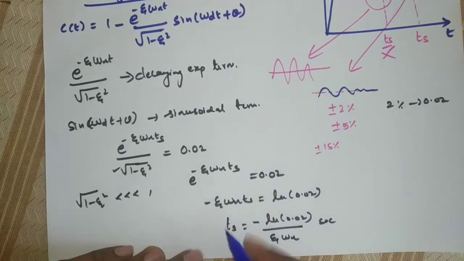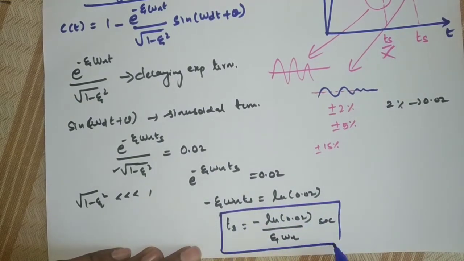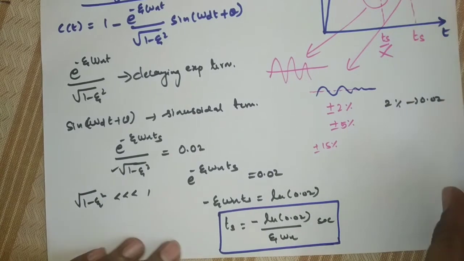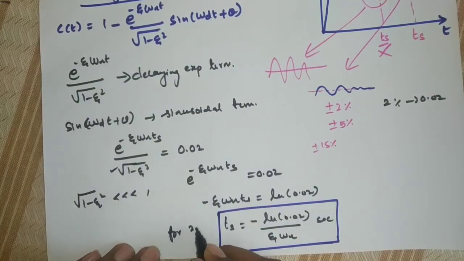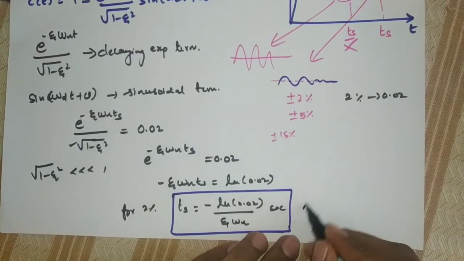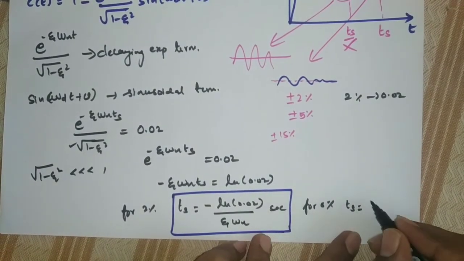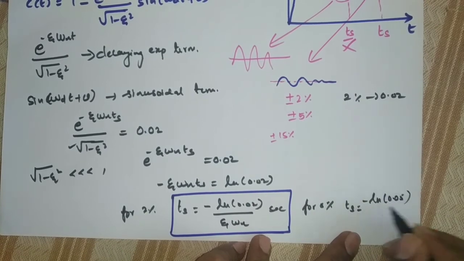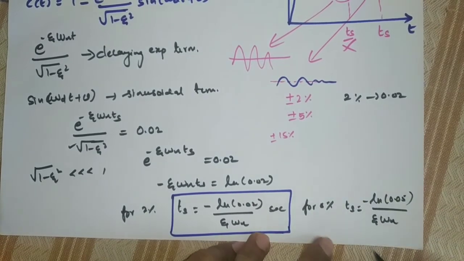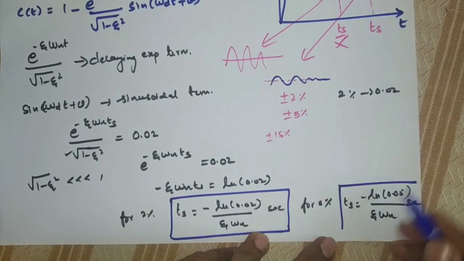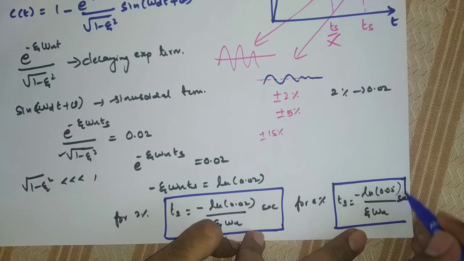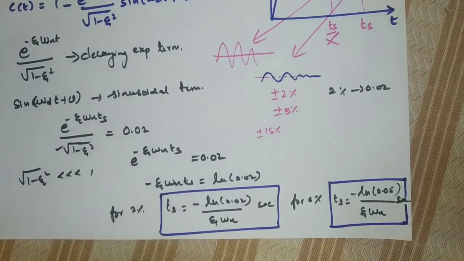So this is the settling time for 2% error. If you want to find the settling time at 5%, Ts equals minus ln of 0.05 divided by eta omega n. The unit is seconds. This is the expression for settling time for staying within 2% or 5% error.